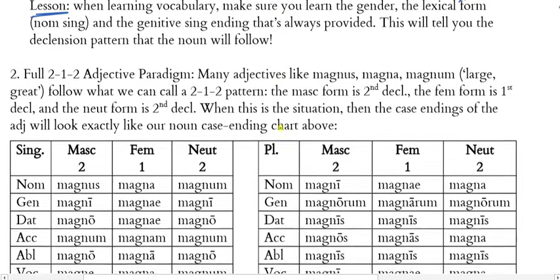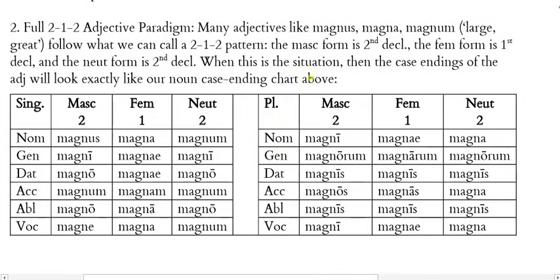Okay? All right. Now, under point 2, I provide the full 212 adjective paradigm. Many adjectives like magnus, magna, magnum, meaning large or great, follow what we can call a 212 pattern. The masculine form is second declension. That's why I call it 2 here. The feminine is going to follow the first declension. That's why the number 1 is here. And then the neuter form of magnus, which is magnum, this will follow second declension.